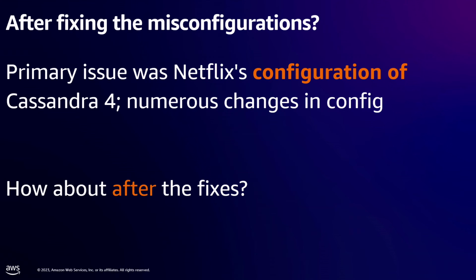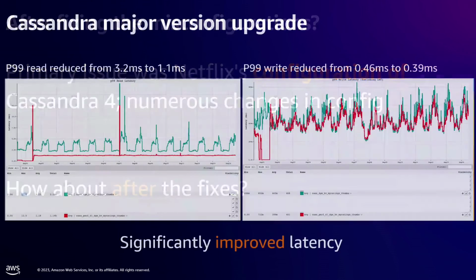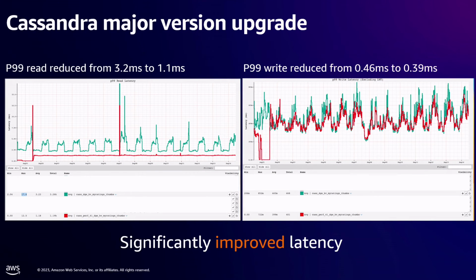So we tried to fix the Netflix configuration for Cassandra 4 and monitor its performance. Once the configuration had been fixed and we monitored the performance, these were the results. If you see, the red line denotes the Cassandra 4 performance, and the green is Cassandra 3. So there was a significant improvement in the latencies.